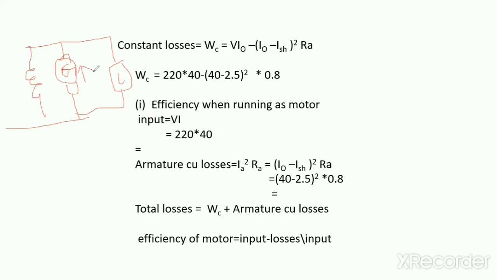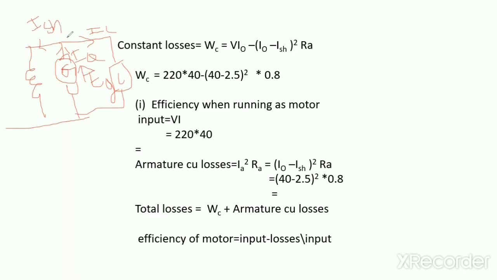In the case of a generator, EG is developed. Due to that EG, current is produced in the armature. It is denoted as IA. Therefore, this current is divided into two currents. At this point, this IA current is divided into IL and ISH.